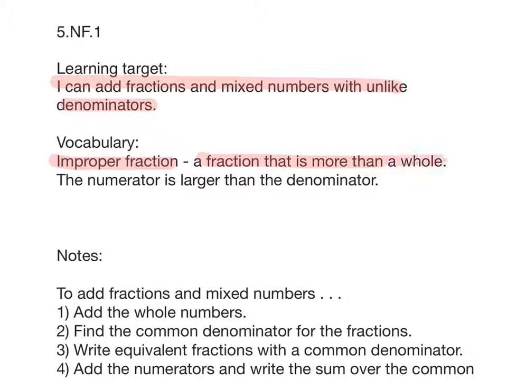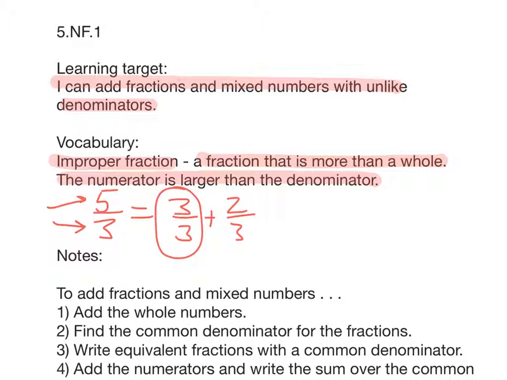A fraction that's more than a whole. You can tell when the numerator is larger than the denominator. So 5/3 is an improper fraction. The numerator is bigger than the denominator. This is more than one whole, because this would actually equal 3/3 plus 2/3, and 3/3 is one whole. So this actually equals 1 and 2/3.